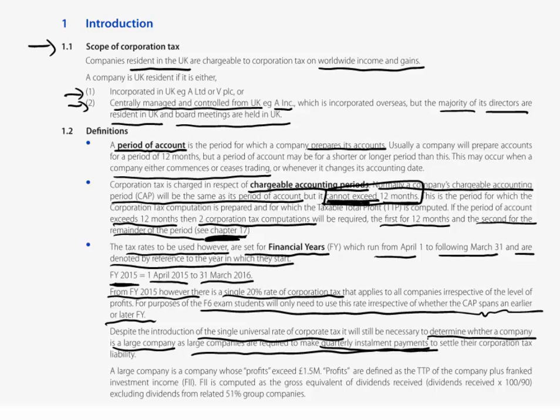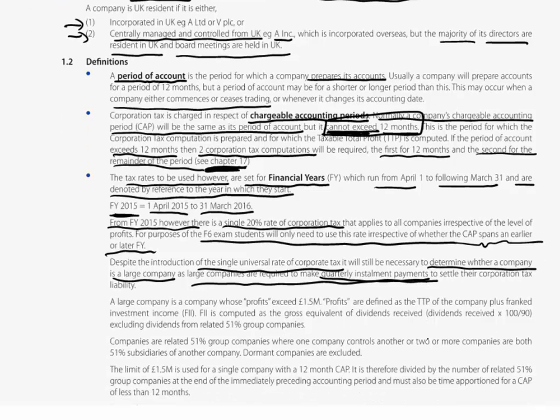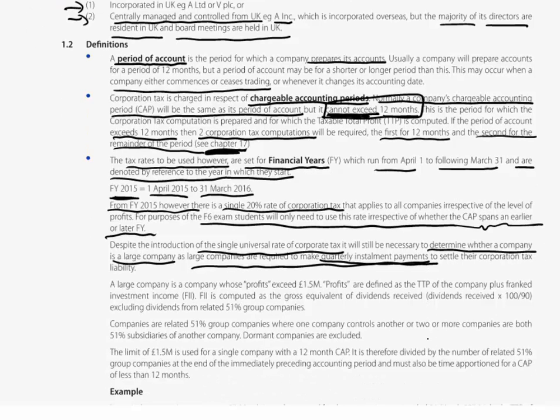Companies with profits that would make them large companies are required to make quarterly instalment payments. That means, and all we need to know at this point, is that they will be paying their corporation tax much sooner than other sizes of companies would pay. So when do we know that we're dealing with a large company and therefore quarterly instalment payments are required of us? Now, we'll just get introduced to the issue here.